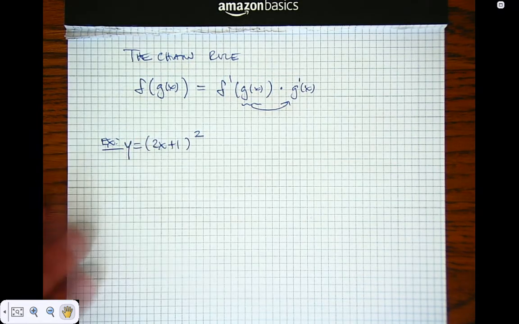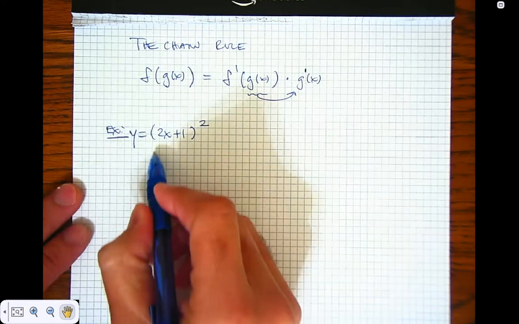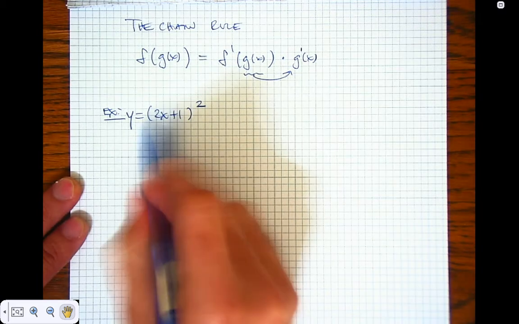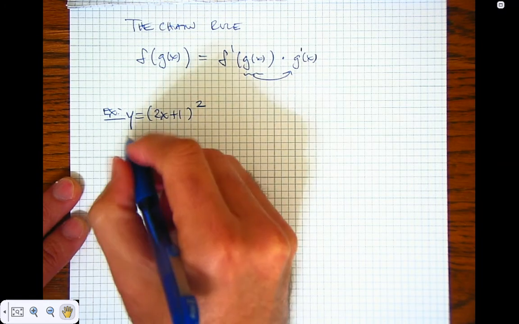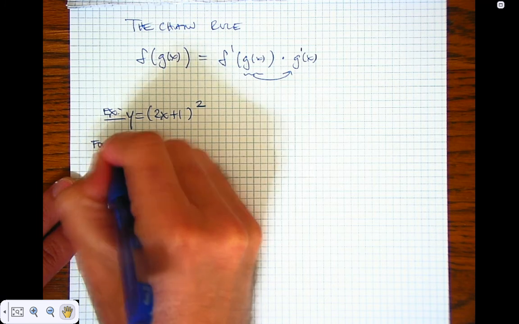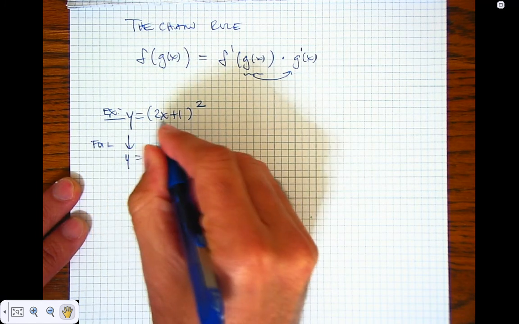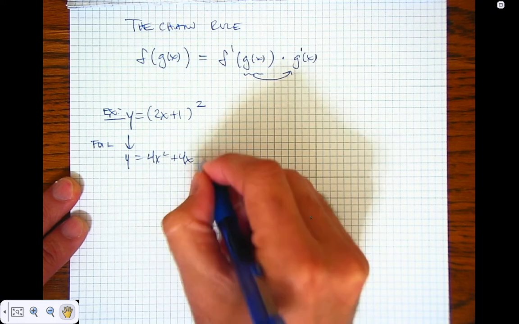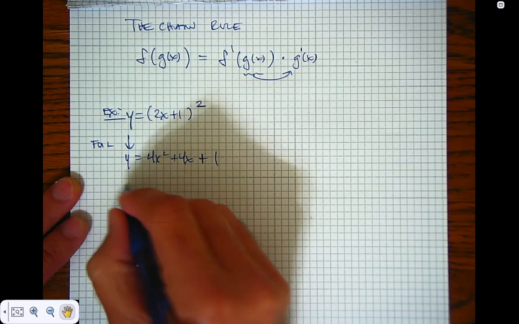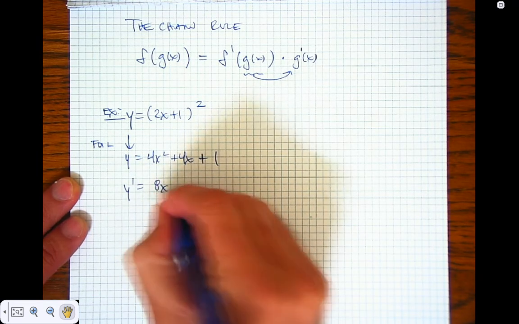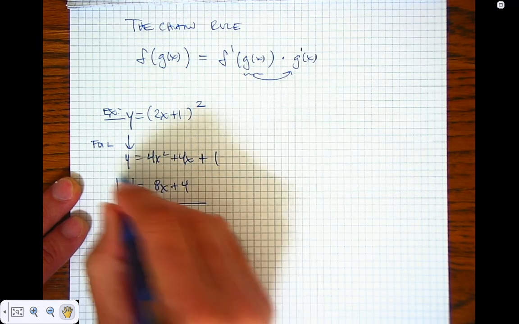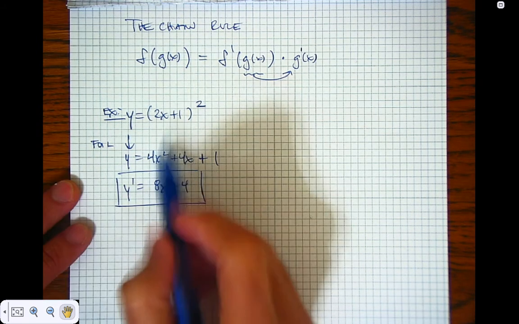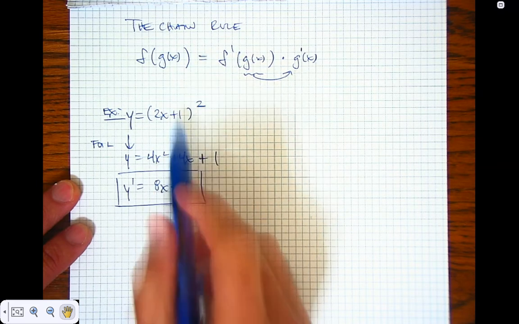Okay, we'll say y equals that, and let's do this using rules that we already learned. Using rules like the power rule, I would have to FOIL this out first. By FOILing, I get that y is equal to 2x times 2x, 4x squared, plus 2x plus 2x, which is 4x, plus 1. Then we could take the derivative, and the derivative would be 8x plus 4. That is absolutely correct, and that's not using the chain rule. Again, this is not using the chain rule.